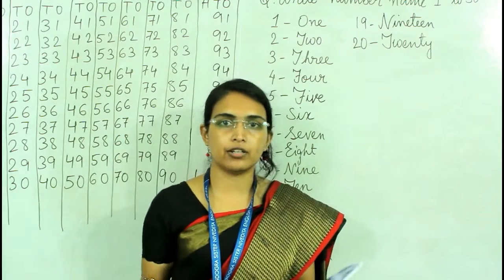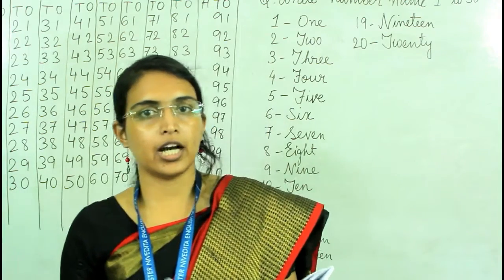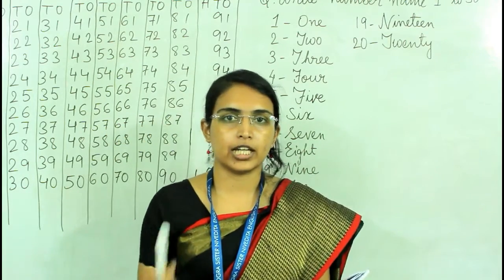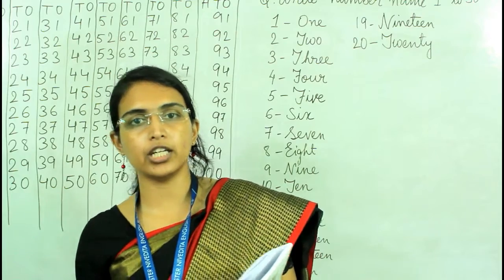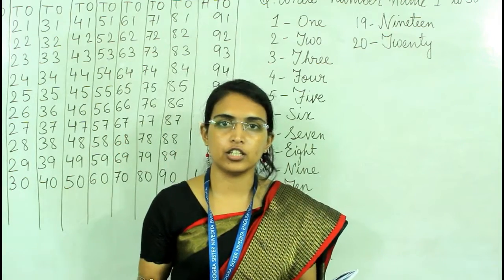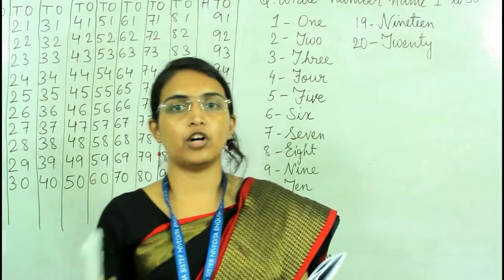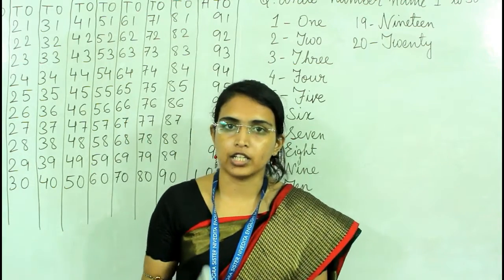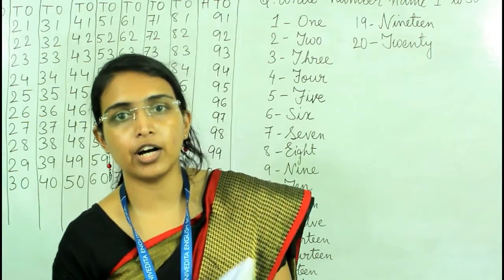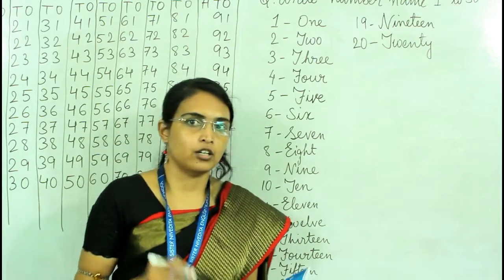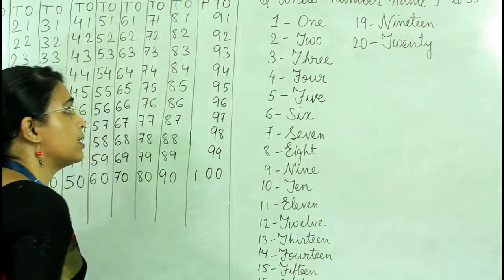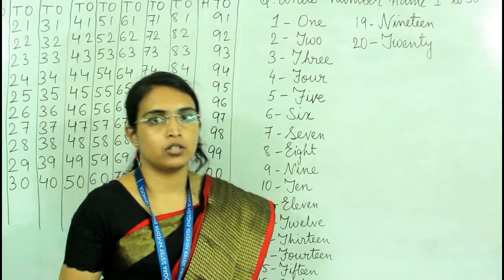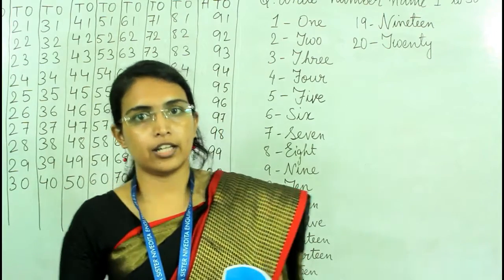Then 46. F-O-R-T-Y, 40, S-I-X, 6, 46. Then 47. F-O-R-T-Y, 40, S-E-V-E-N, 7, 47. Then 48, F-O-R-T-Y, 40, E-I-G-H-T, 48. After that 49, F-O-R-T-Y, 40, N-I-N-E, 49. Then 50, F-I-F-T-Y, 50. Okay. So you have to write number names from 1 to 50 in your notebook. So this is your homework. Thank you.